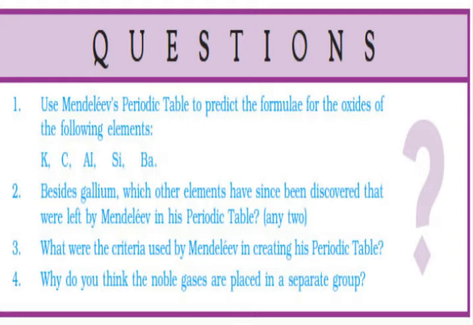And in the same way, you can observe the oxides of silicon and barium also from Mendeleev's periodic table. The second question is to name any two elements which have been discovered later, that were left by Mendeleev in his periodic table.